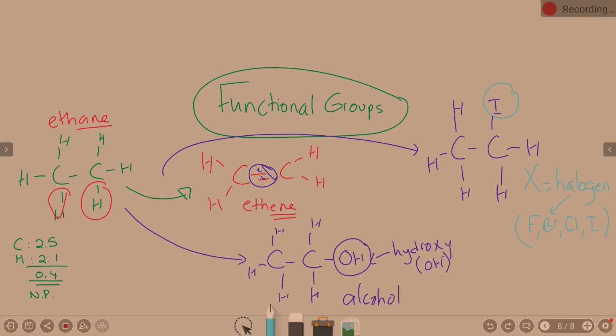Are we okay? So now how many functional groups do you see on the board? 3. Okay? 1, 2, 3. Clear?